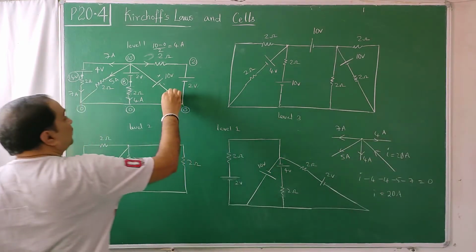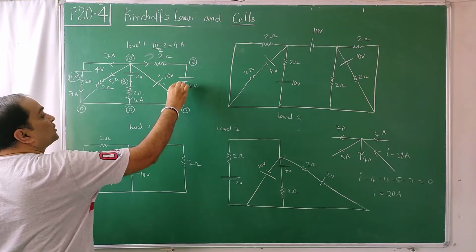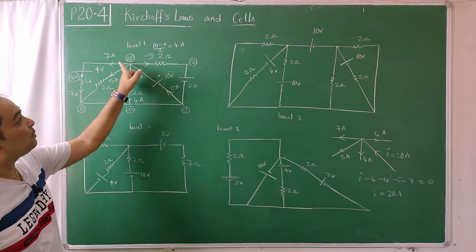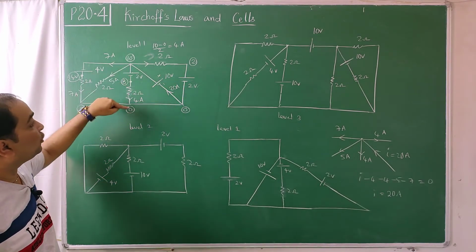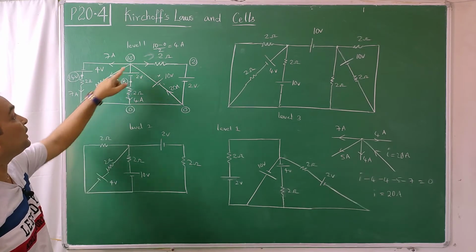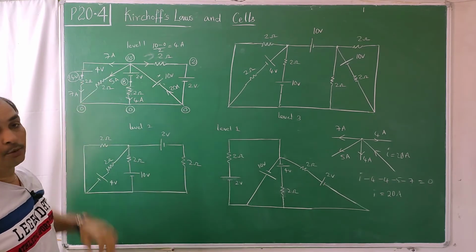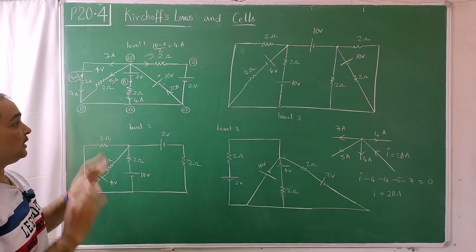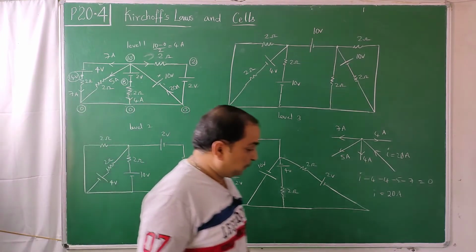So there must be a current going like this, which is 20 amperes. This 20 amperes splits like this: 4, remaining 16. It goes 4 like this, remaining 12. It goes 5 and 7. So we solved a circuit without doing anything. Just assign the potentials and solve the problem.